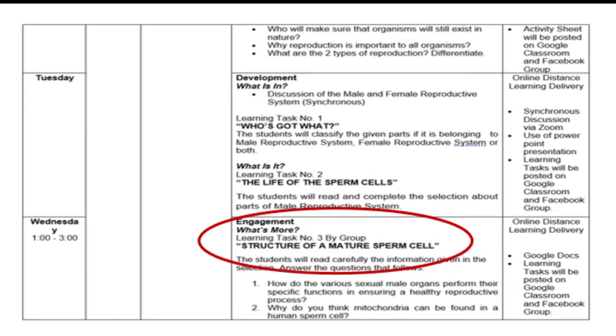Then we have the development part. Here we can see the discussion part and the learning task that will expose the learners on what he or she knew, does not know, and what he or she wanted to know and learn. Some of us use the KWL chart here, but for me, I prefer to execute the assigned learning task given in the module. I use synchronous discussion via Zoom, use of PowerPoint presentation, and the learning task will be posted on Google Classroom and Facebook group.